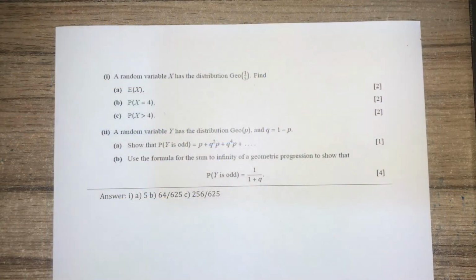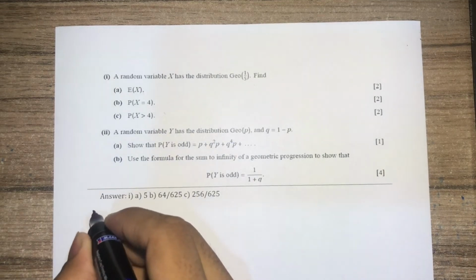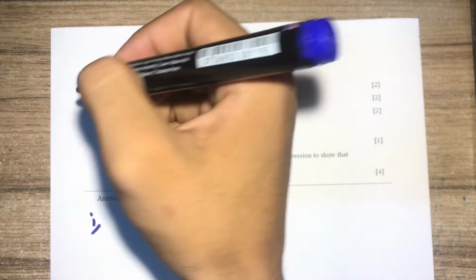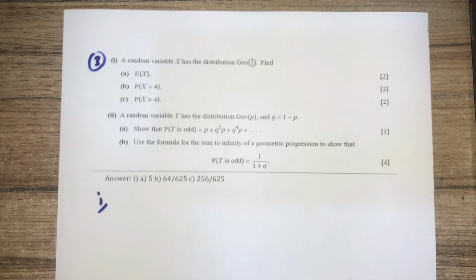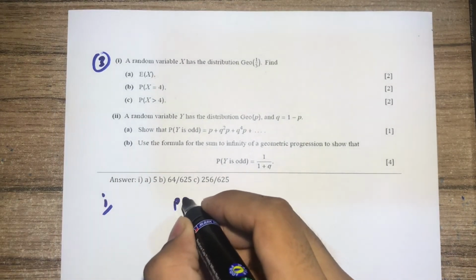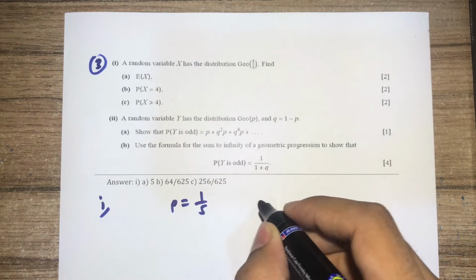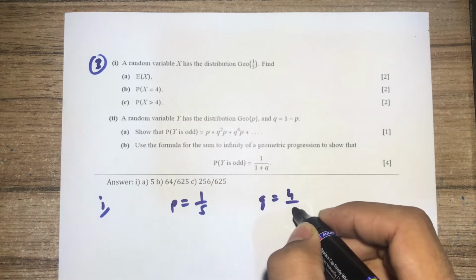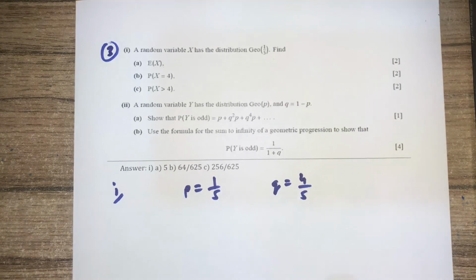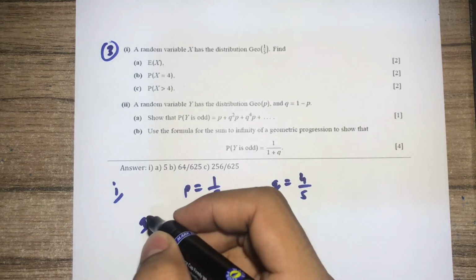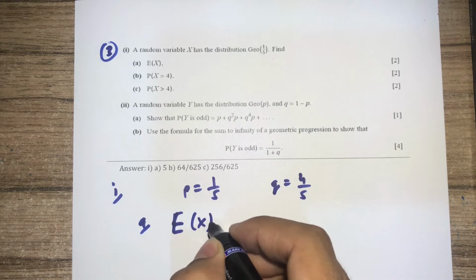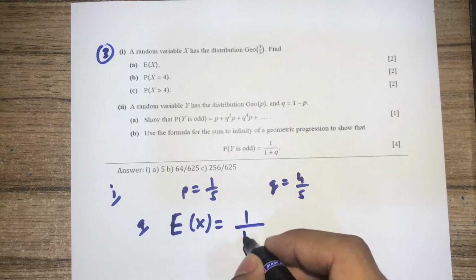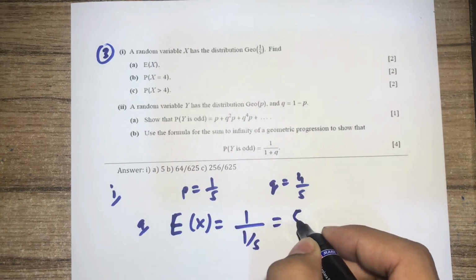Next question, the first part, question 3. Random variable x has the distribution Geo(1/5). So that means that p equals 1/5 and q equals 4/5. They're saying find the expected value of x. So expected value is 1 over p, that is 1 over 1/5 equals 5.